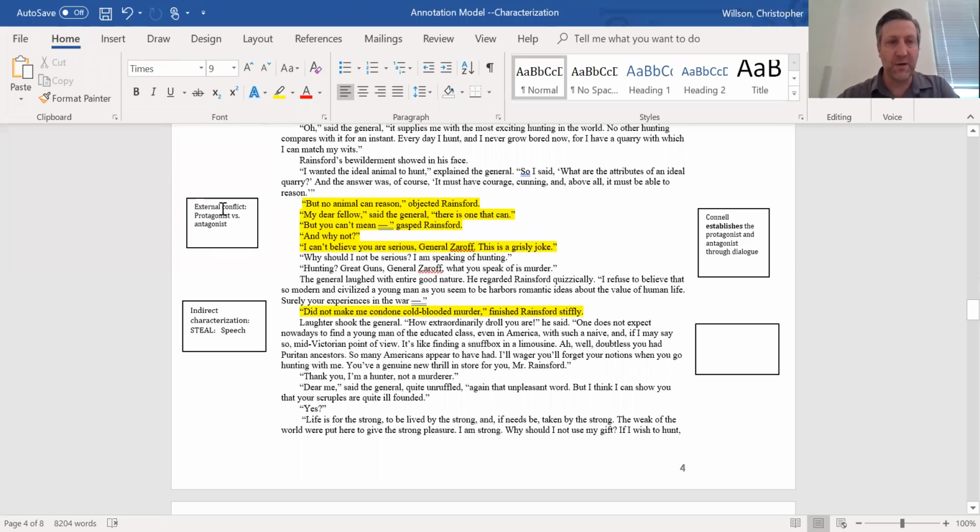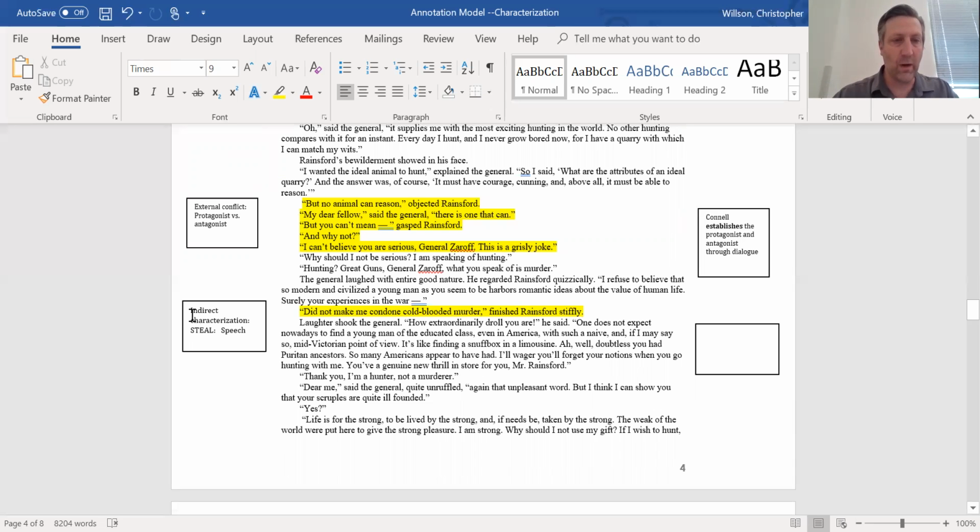We get some external conflict, a protagonist versus an antagonist. This is the moment right here when Rainsford figures out that General Zaroff is hunting humans. So that's what all this highlighted area means. Immediately at that point, we've really established a protagonist and an antagonist. Rainsford is our protagonist because that's who we've been following throughout the story, and we now have a villain for Rainsford to deal with in General Zaroff.